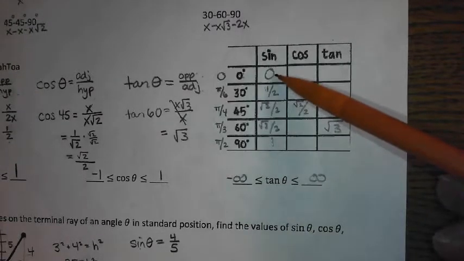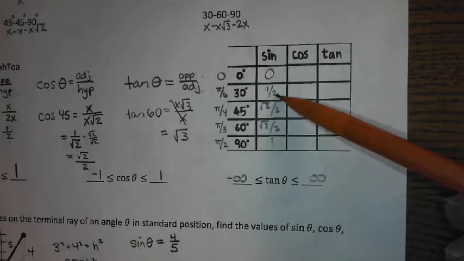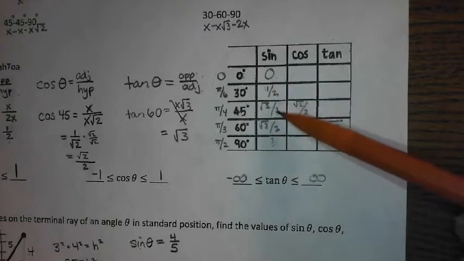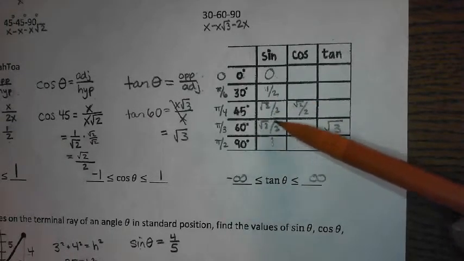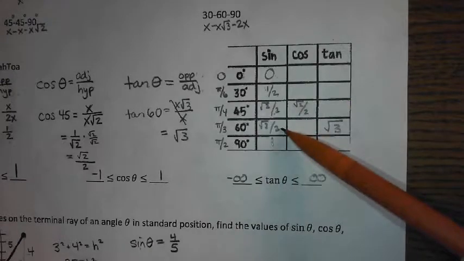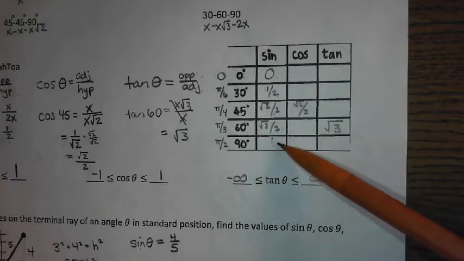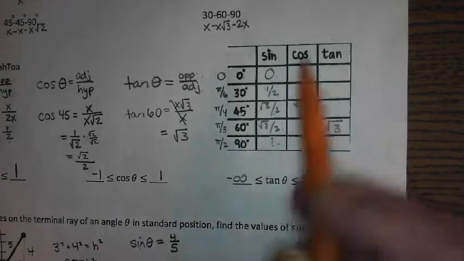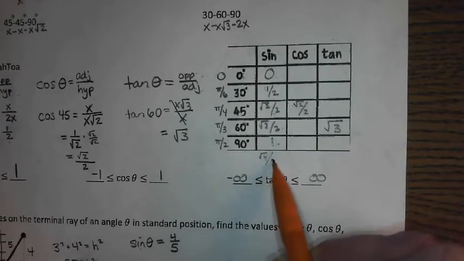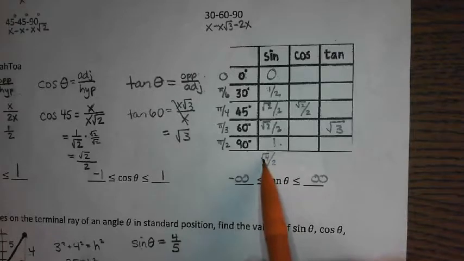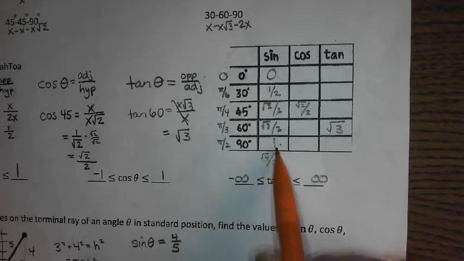This is root 0 over 2, simplified. Root 1 over 2, once you simplify it. Root 2 over 2, doesn't simplify, is what it is. Root 3 over 2, doesn't simplify. Root 4 over 2, simplifies down to 1. Think about that. Root 4 over 2. Isn't root 4 just 2? And 2 over 2 is 1.